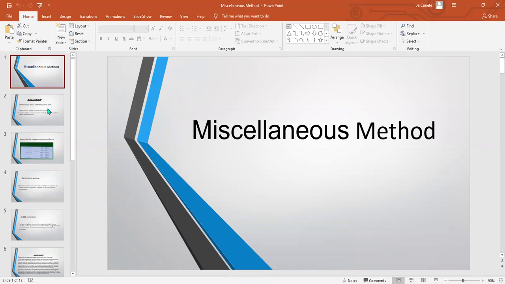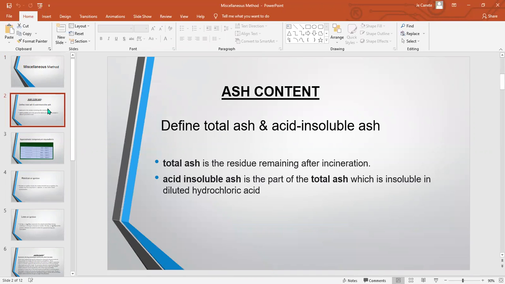Miscellaneous method. Under miscellaneous method is ash content. Define total ash and acid insoluble ash. Total ash is the residue remaining after incineration. Acid insoluble ash is the part of the total ash which is insoluble in diluted hydrochloric acid.